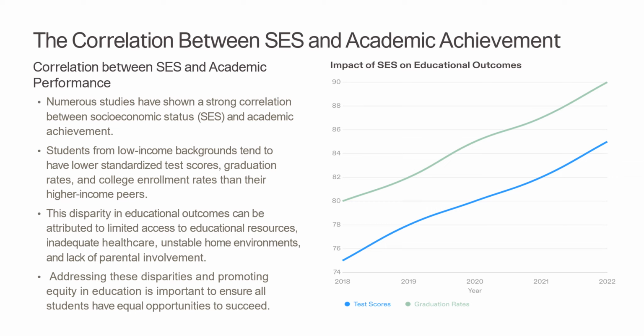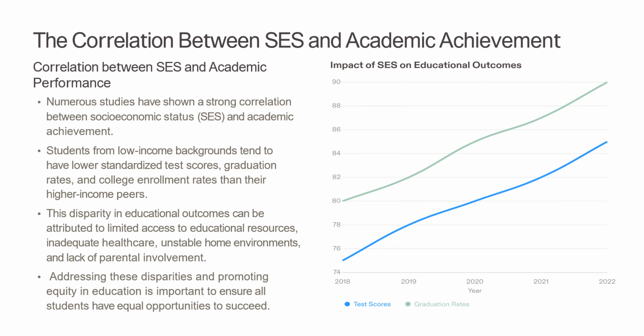Inadequate health care. Low income students are more likely to experience health issues that can affect their ability to learn, such as chronic illnesses, untreated medical conditions, and poor nutrition. These students may struggle to concentrate in class and perform academically without adequate healthcare services and support.